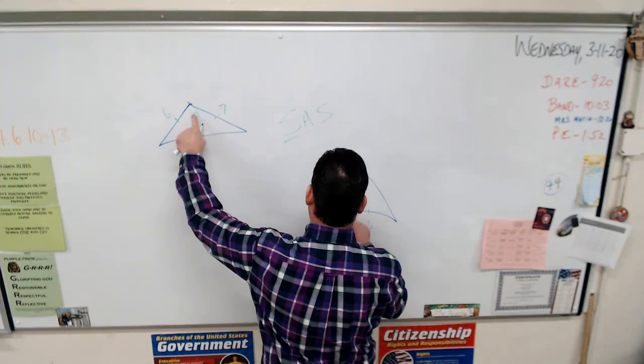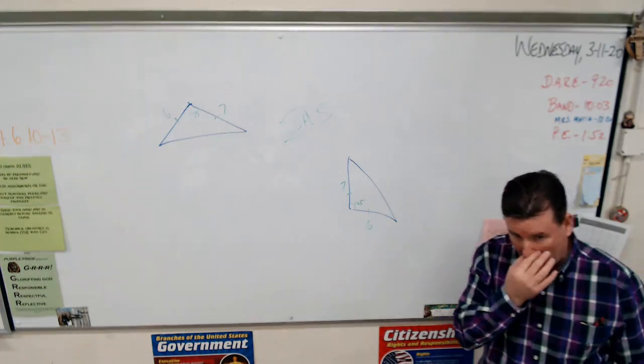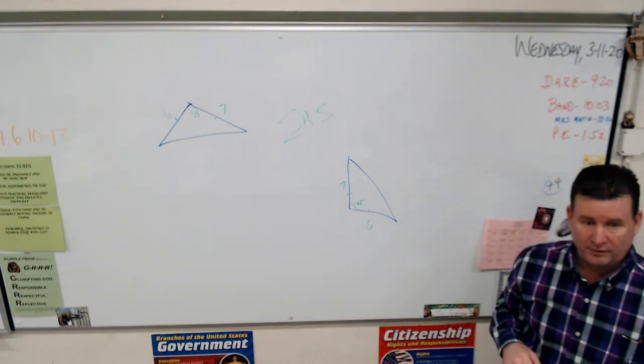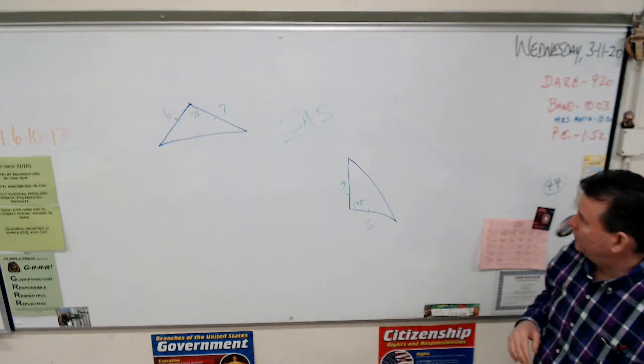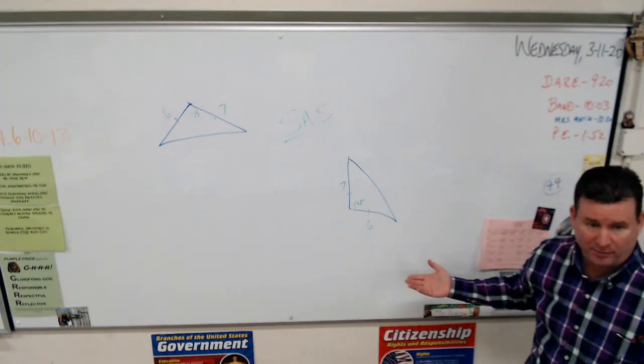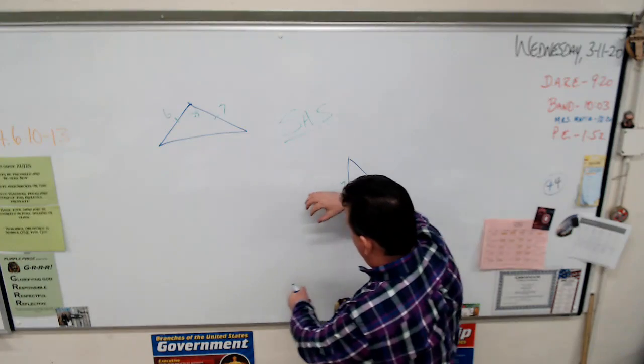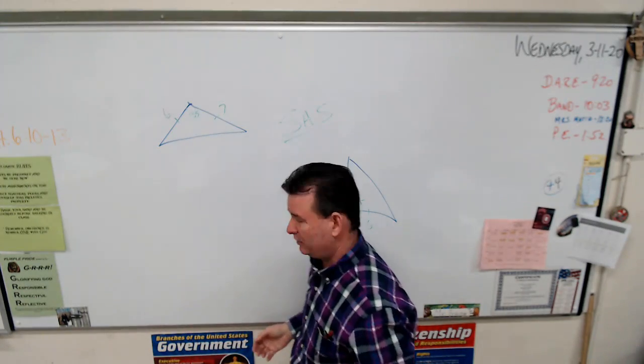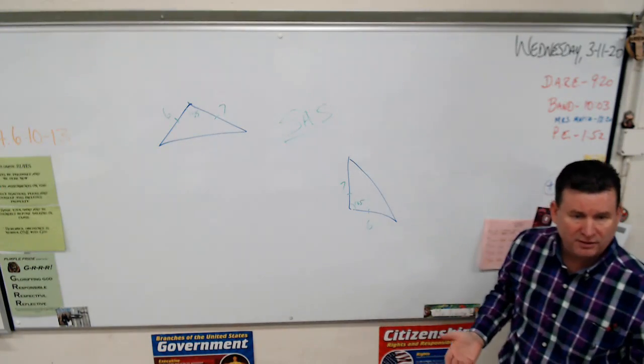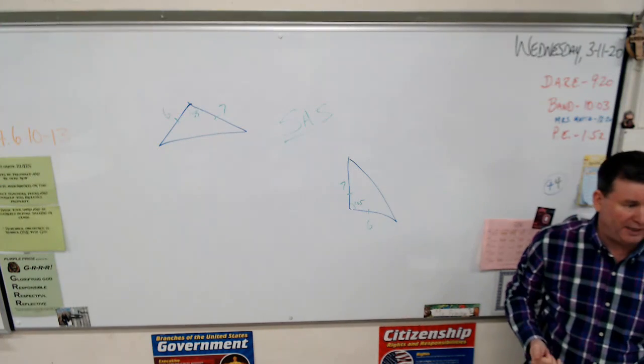angle, side. Yeah. Can you just flip the other triangle and it would be the same thing? Well, what we're saying is these two are the exact same thing. If you were to take this and go whoop, and place it on top, it would be the same. Make sense? Side, angle, side.